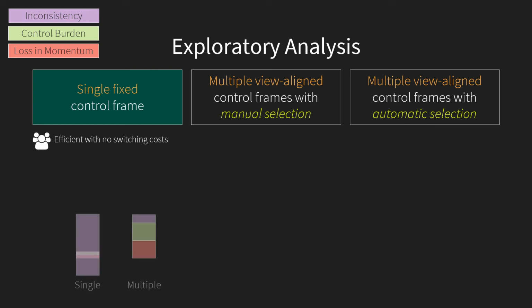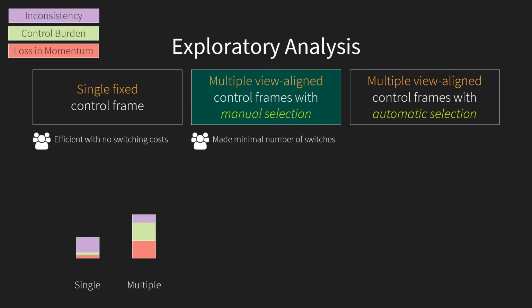They were able to successfully reconcile the inconsistencies between their inputs and views and benefit from not having any switching costs associated with multiple frames. The rest of the participants preferred the option to switch between multiple control frames. Participants who favored manual selection did so because they were sensitive to the loss in momentum. With manual selection, they had more control over the switching process.